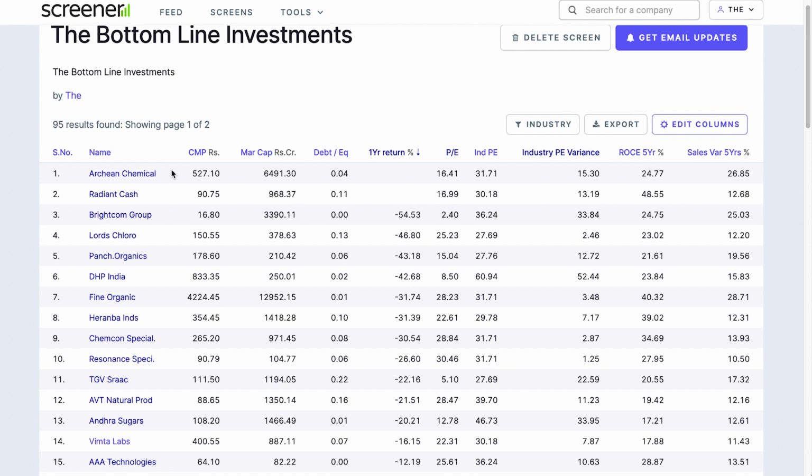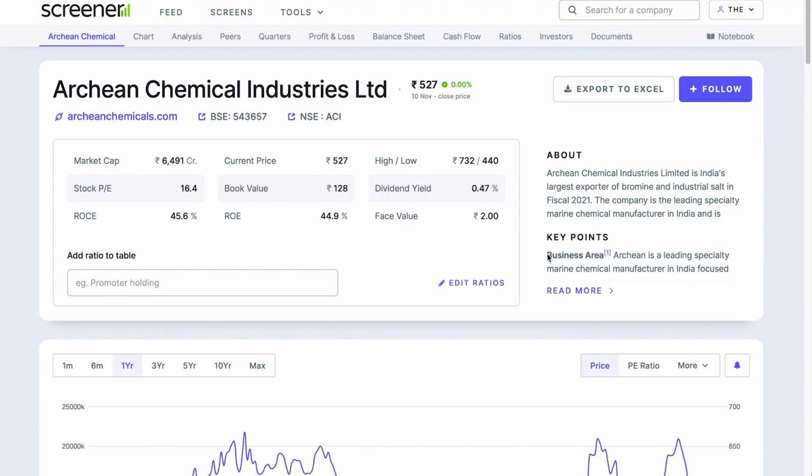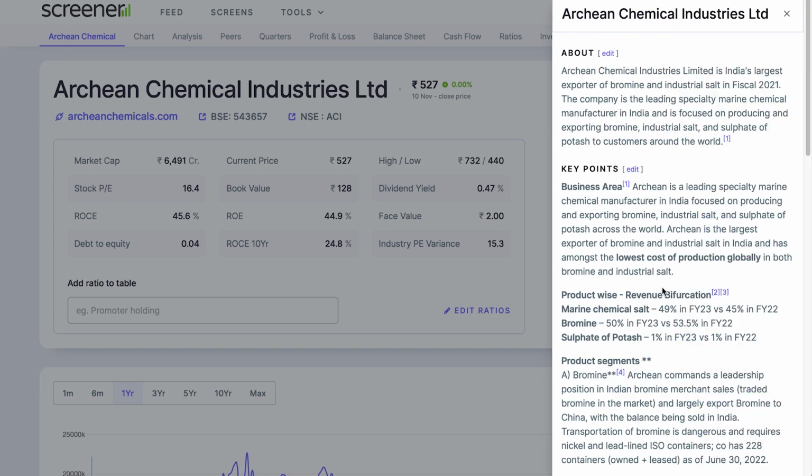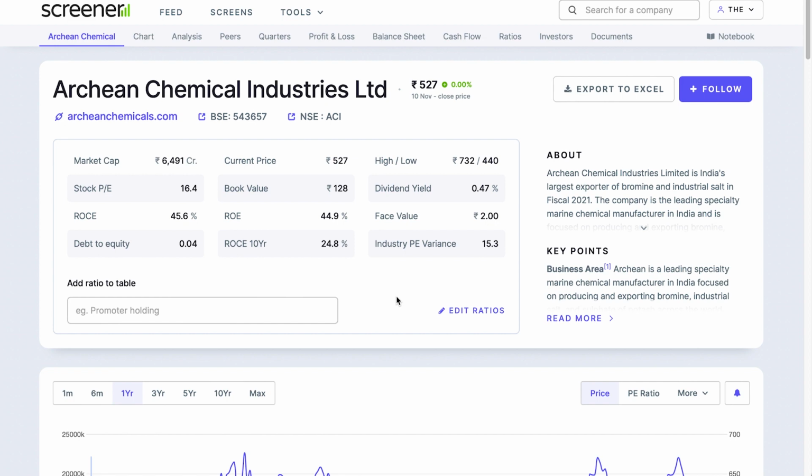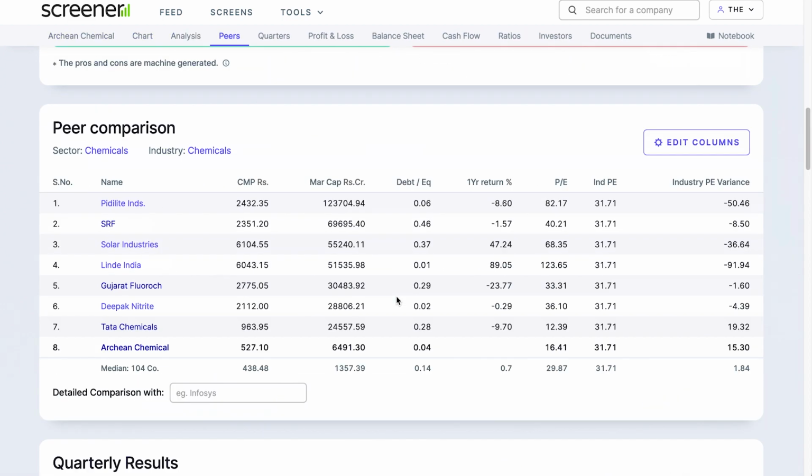So the first one in the list, which is Arkin Chemical, very quickly trying to understand what their business is. They have been creating marine chemical salt, bromine, and sulfate of potash, and that forms the broad business. So it is a chemical dominated company. In terms of the peer comparison, it's very important here that I see that the company has a P/E ratio of 16 as compared to the industry average of 31.